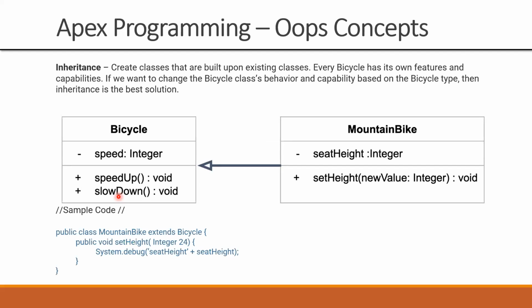Inheritance. Let's say we have a bicycle class. The bicycle class has one parameter, speed, which is an integer type. The bicycle speed can be 10, 20, 30, anything. This is a variable. Minus is variable, plus is methods. The methods are speed up, we can increase the speed, and speed down, we can decrease the speed.